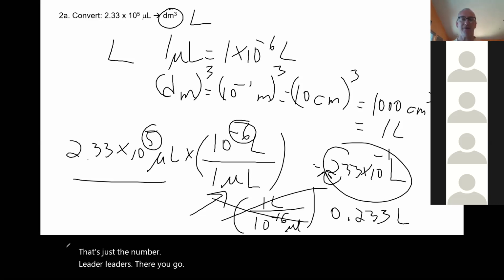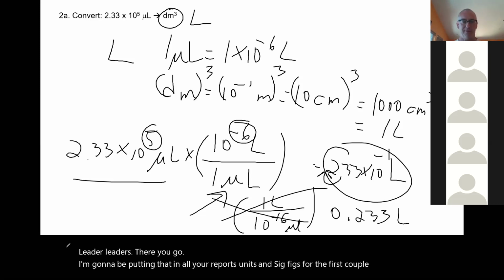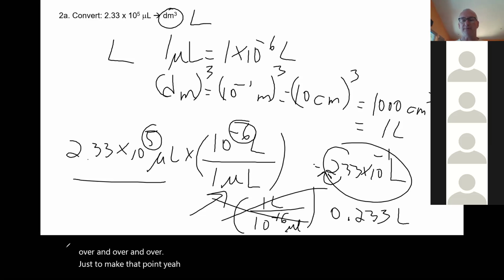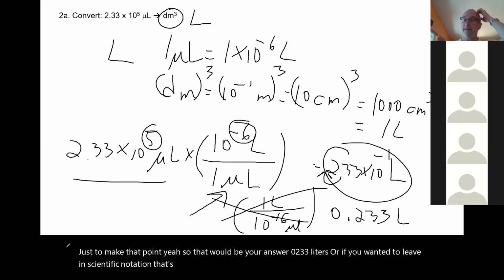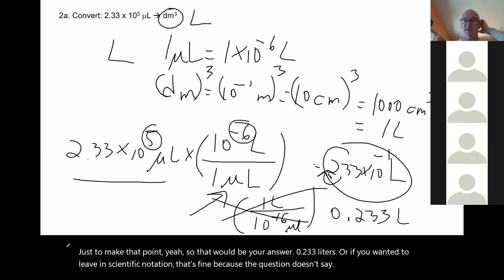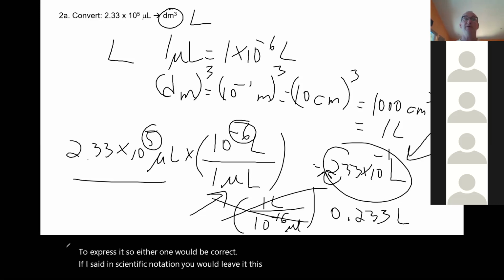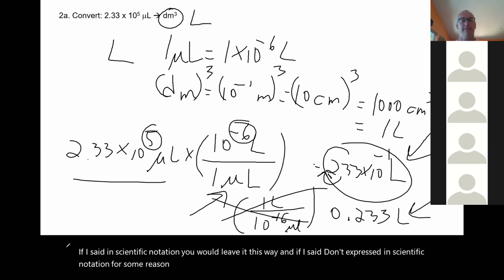I'm going to be putting that in all your reports: units and sig figs for the first couple of weeks, just over and over and over, just to make that point. So that would be your answer: 0.233 liters. Or if you wanted to leave it in scientific notation, that's fine, because the question doesn't say how to express it, so either one would be correct. If I said scientific notation, you would leave it this way. And if I said don't express it in scientific notation, then that one would be right.